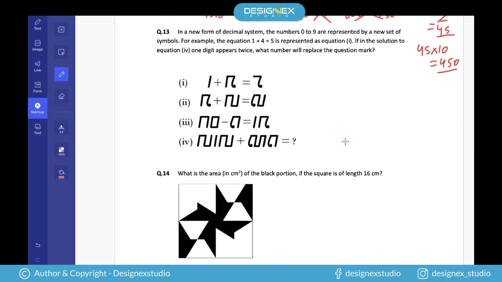In the 13th question, there were a lot of things happening. Some digits are given, some symbols. You have to calculate what the addition will be. How I did it was, digits from 0 to 9 are given: 0, 1, 2, 3, 4, 5, 6, 7, 8, 9. Symbols are also given. 1 plus 4 equals 5. So this is 1, this is 4, this is 5, so 1, 4 and 5 are already taken.